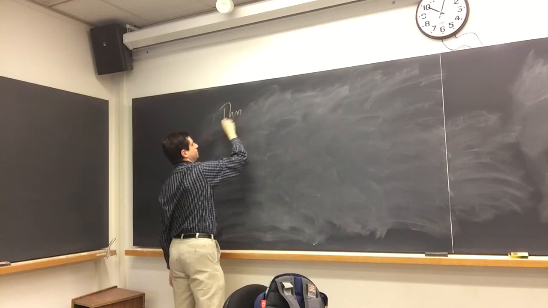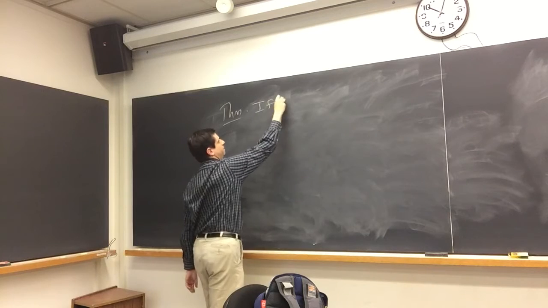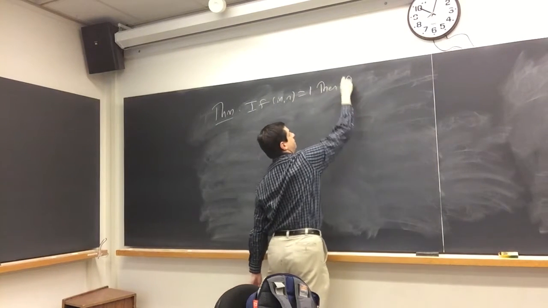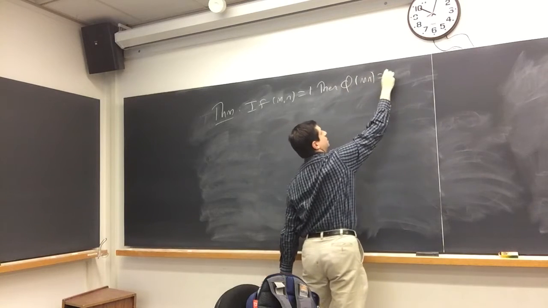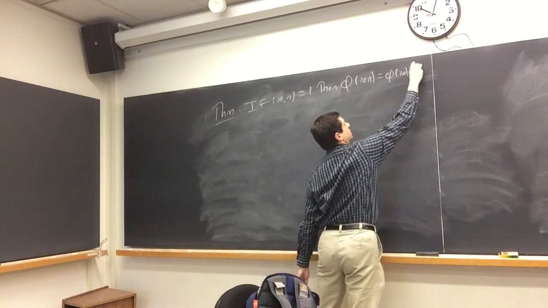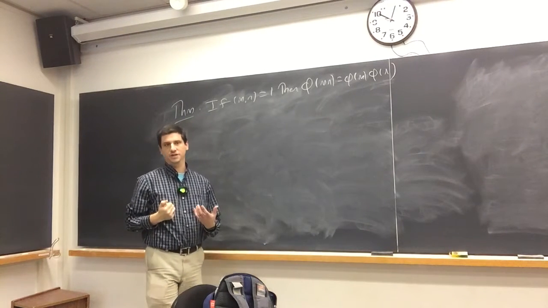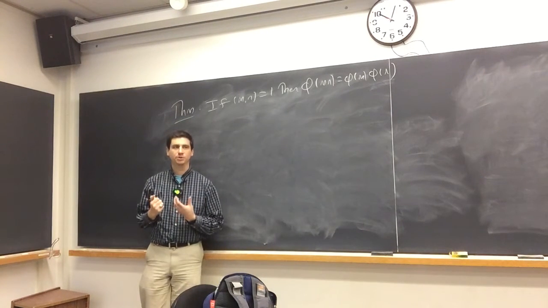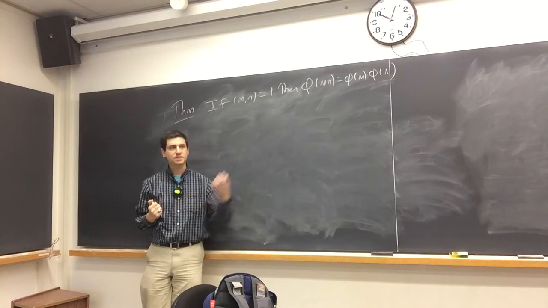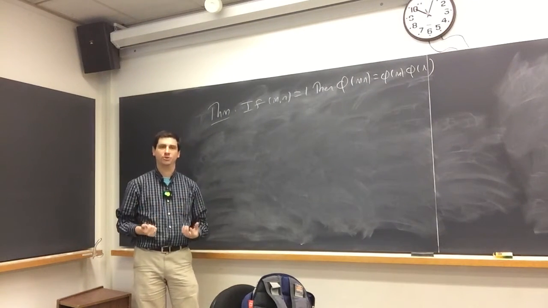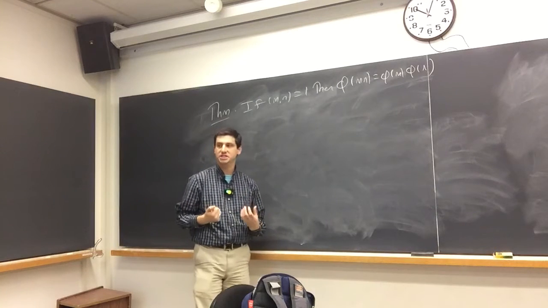So, theorem. If m and n are relatively prime, then phi of mn is phi of m times phi of n. So this means that phi is a multiplicative function. This is an extremely valuable result. What it means is that we only need to understand phi at primes and prime powers. And from that, we can understand it everywhere.